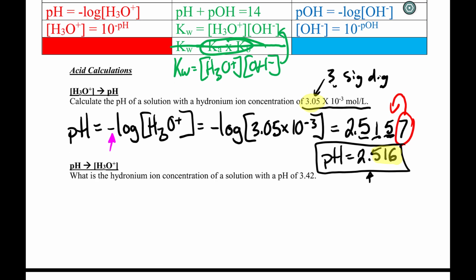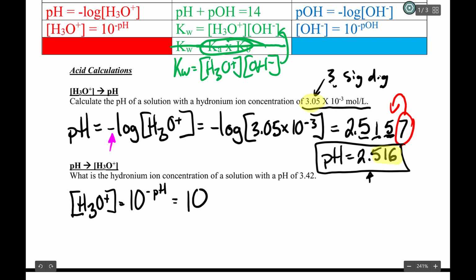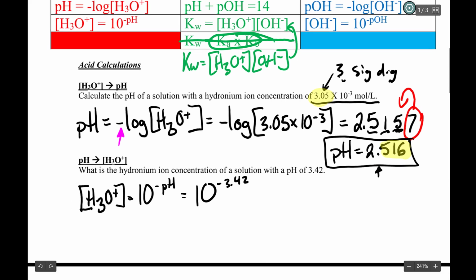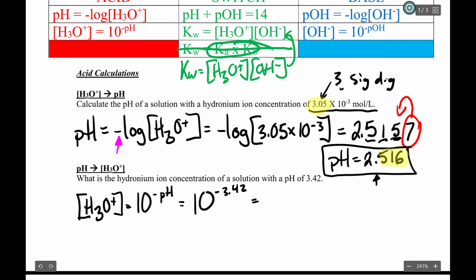Instead of starting with hydronium and turning to pH, we're going to start with pH and turn it into hydronium. To do that, we use the inverse equation: the concentration of hydronium is equal to 10 to the negative pH. So I would plug 10 to the negative 3.42 into my calculator, and the answer comes out to 3.80189 times 10 to the negative 4. And because this is a concentration, it's in moles per liter.